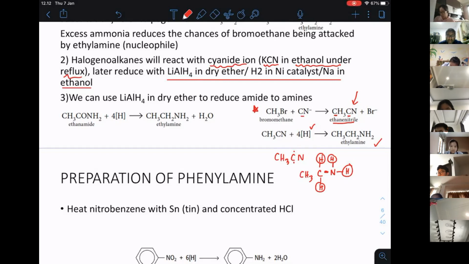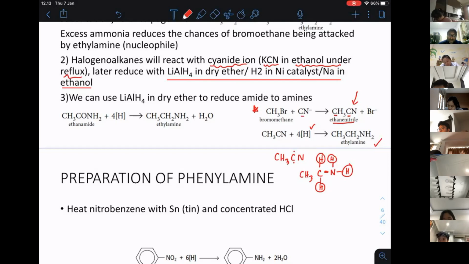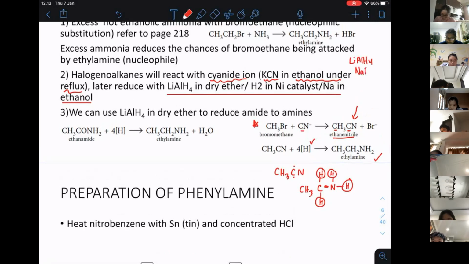The reduction can be done using LiAlH4 in dry ether. This one I think you have learned about, please refer to your book. Carboxylic acid can be reduced, how can carboxylic acid be reduced? We have already learned about this. Lithium, I'll just write down over here, maybe you can read more. LiAlH4 in dry ether. Go and read about NaBH4, sodium tetrahydroaluminate. Let me check.